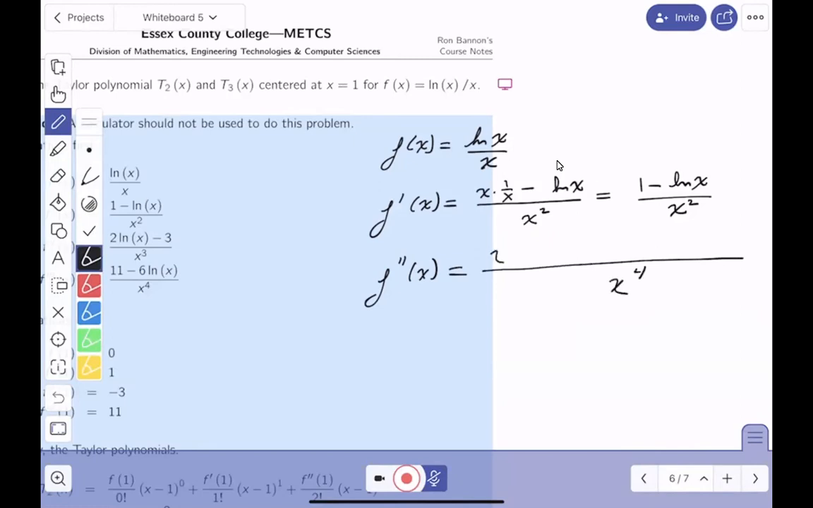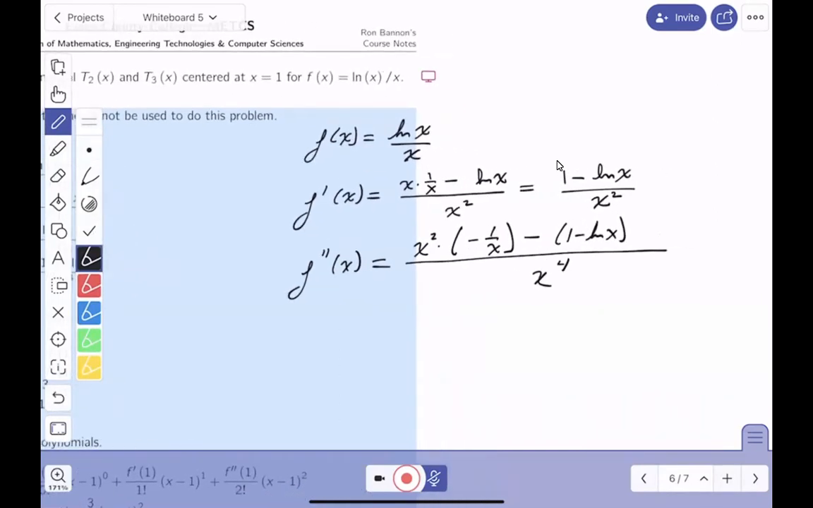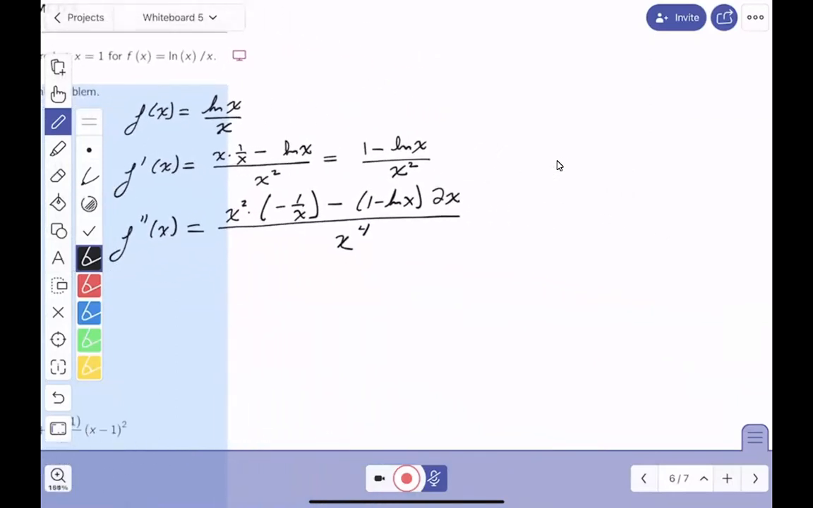X to the fourth, this would be X squared times the derivative of the top, which is going to be minus 1 over X, minus the top times the derivative of the bottom, which is 2X. I have to simplify it because I have to get a third derivative. This would be a nightmare for me if I didn't simplify it.